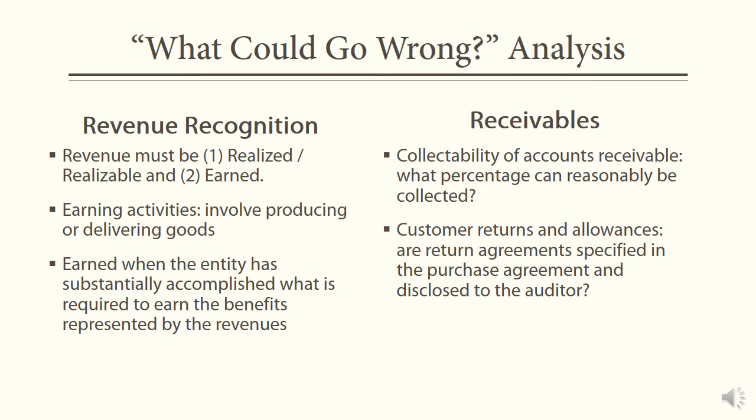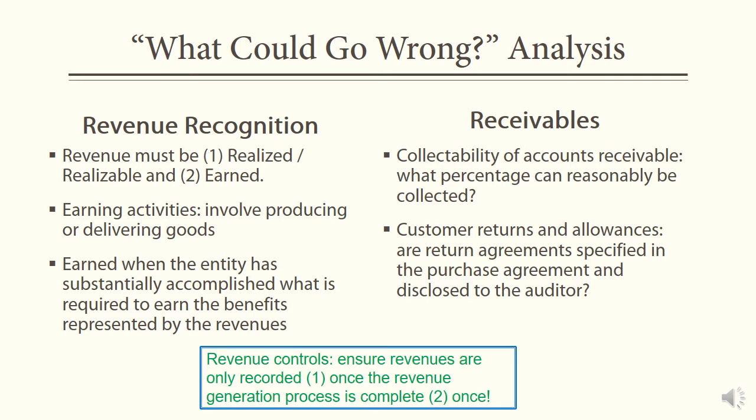So the first step in the process is this what could go wrong analysis. With the revenue recognition process, the controls center around making sure that revenues are only recorded once the revenue generation process is complete and are only recorded once. You don't want the revenue being recorded multiple times, and you don't want the revenue being recorded before you've actually earned it.